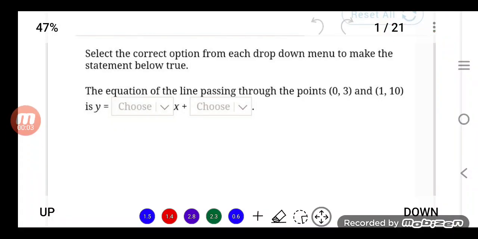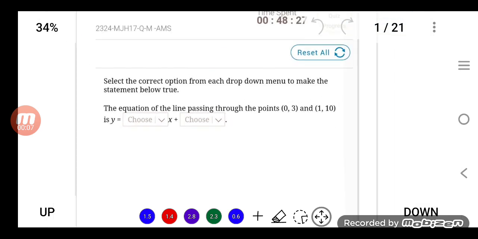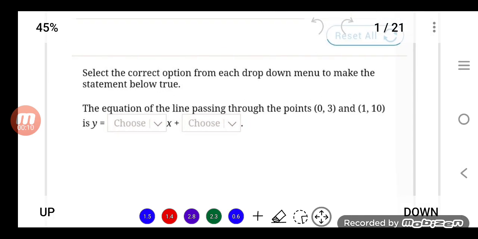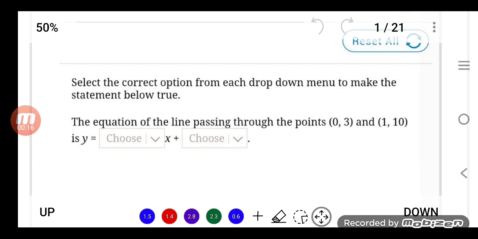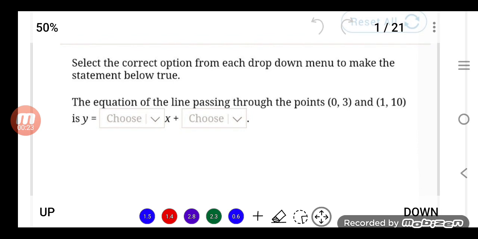Hello guys, in this video I'm going to solve this SABIS online quiz from grade 7 in Choueifat school mathematics. So let's get started. Select the correct option. First question, the equation of the line passing through the given points.